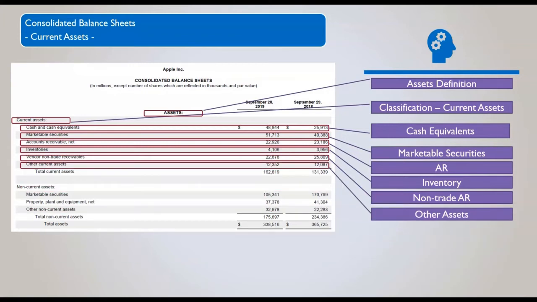The last item we see under current assets is other assets. This includes the other assets which do not meet the classification of the other line items above. In Apple's case, this includes the restricted cash balance that the company holds, and we can see that the total other current assets was $12.4 billion.